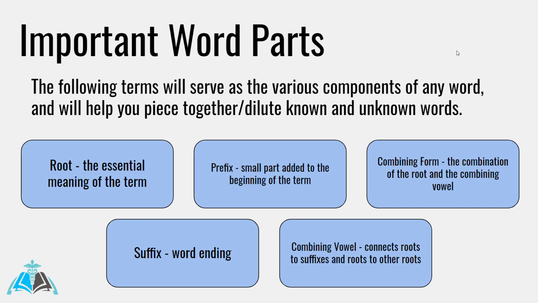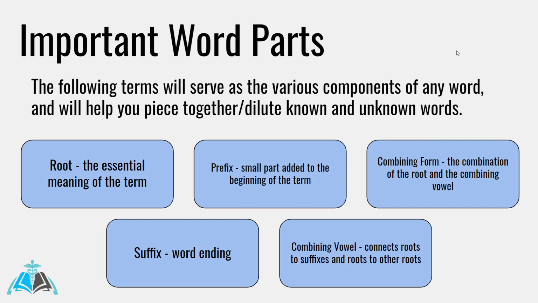Then we move on to our suffix, which comes at the end of the word, so it's known as our word ending, and our prefix, which is a small part added to the beginning of the term. Usually prefixes are only 1 or 2 letters long. We have our combining vowel that connects roots to suffixes and roots to other roots. These combining vowels usually come in the form of 1 letter again.